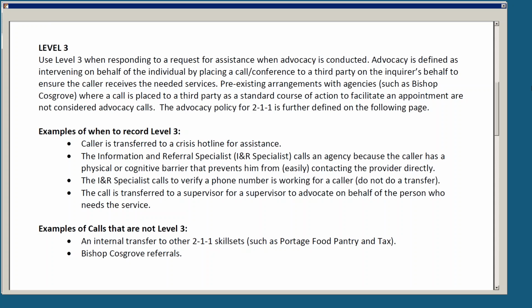Examples of calls that are not a level 3 would be an internal transfer to another 211 skill set, such as the tax skill, or Bishop Cosgrove Food Pantry referrals.